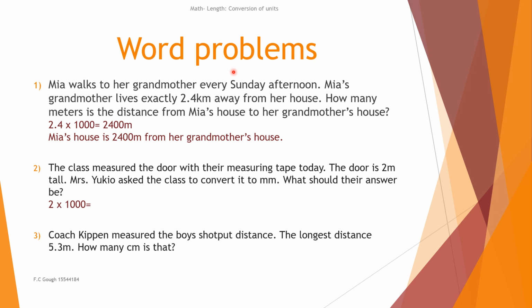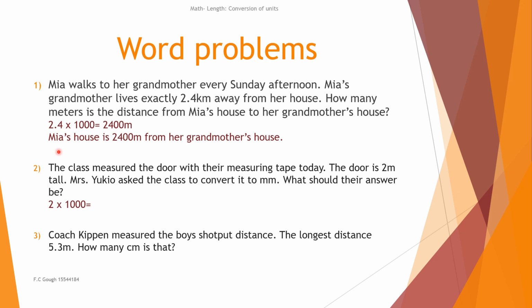Okay, now we're going to do some word problems. Mia walks to her grandmother every Sunday afternoon. Mia's grandmother lives exactly 2.4 kilometers away from her house. How many meters is the distance from Mia's house to her grandmother's house? 2.4 kilometers times 1,000 to get the meters.